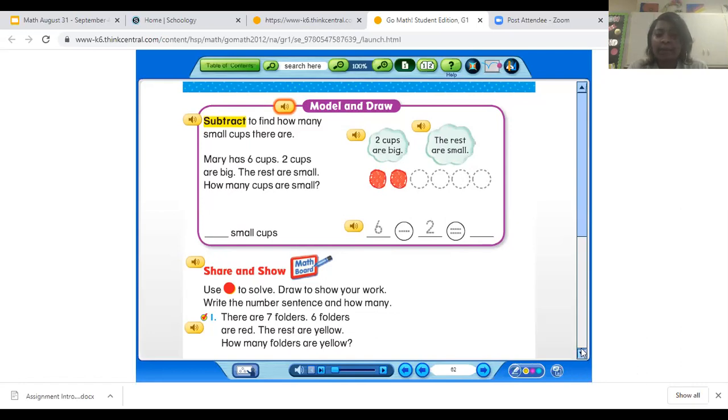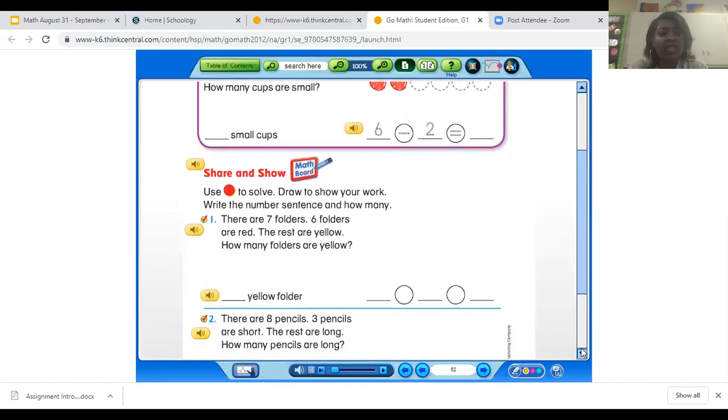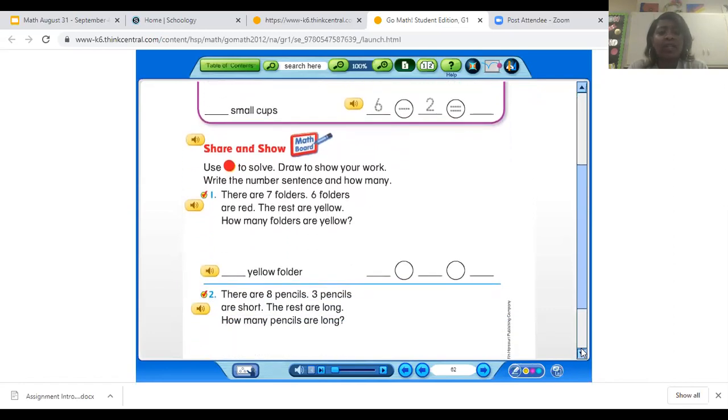Let's look at number 1. Let's do these 2 together, number 1 and 2 together. And I'm going to use a board and my marker to represent.